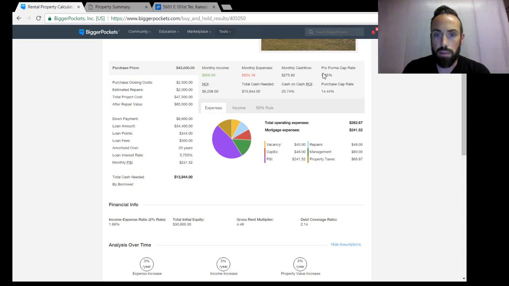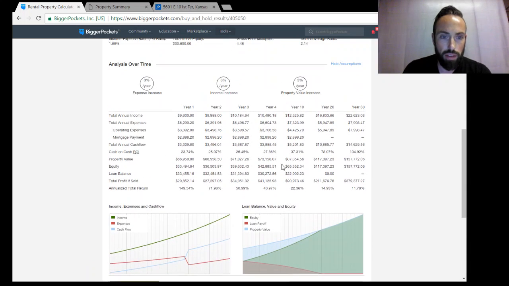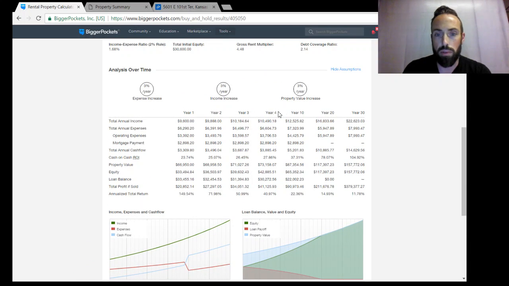You can see our cap rate here, so we're right at a 10. Cash on cash return, we're about 23%, which is pretty good. And then I like to look, if you scroll down to the bottom here, this just kind of shows the performance over time of that property. So your cash on cash return is 23, and it's obviously going up over time as your property value increases. And then we have annualized total return.